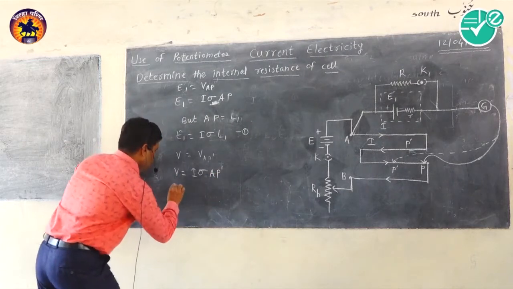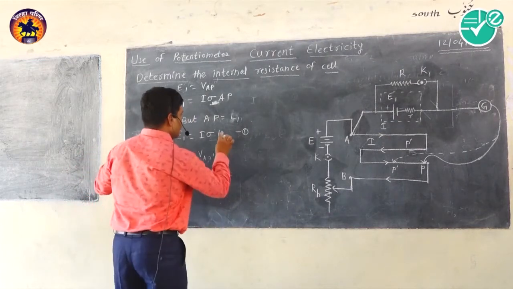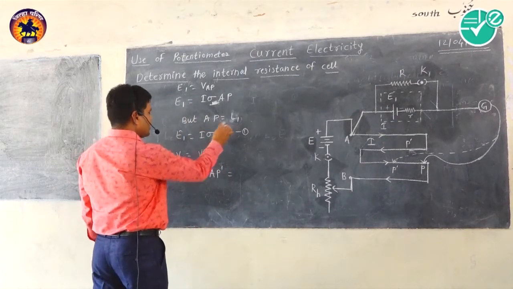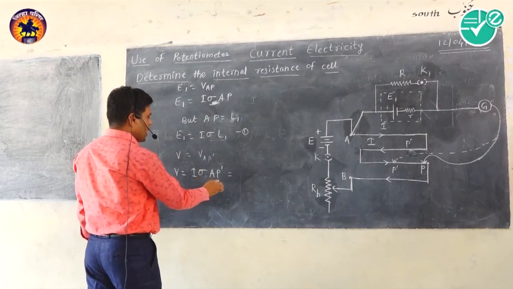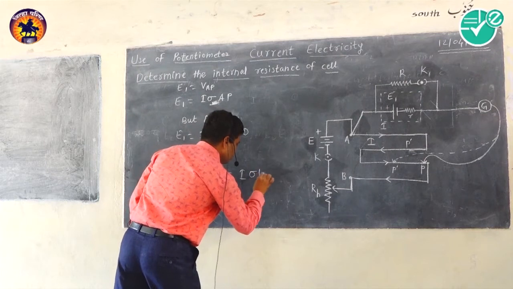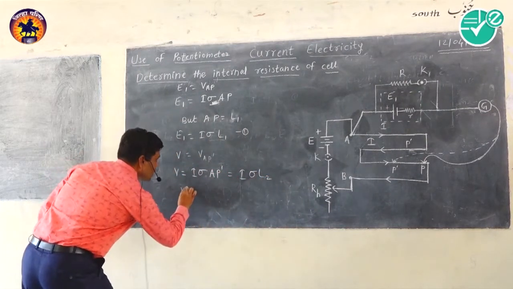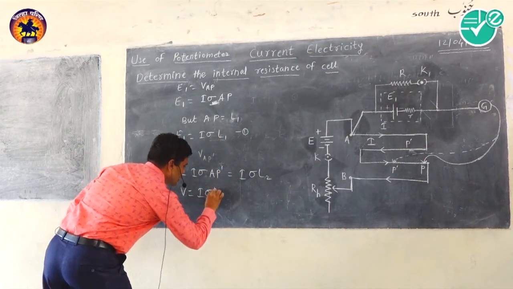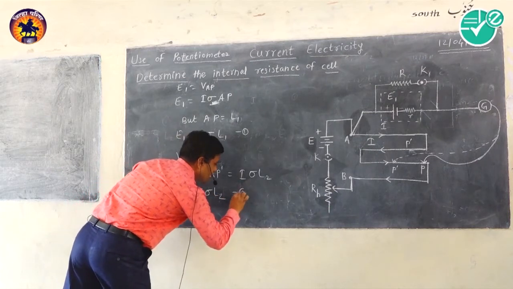But here we have to take AP as L1. In this case, we have to take AP dash as L2, and it will be I sigma L2. So V is equal to I sigma L2. It will be equation number 2.